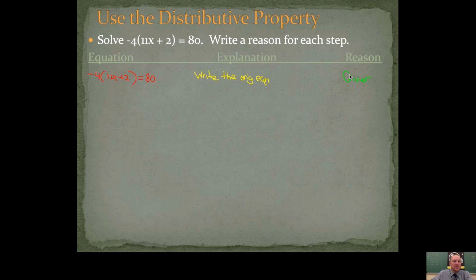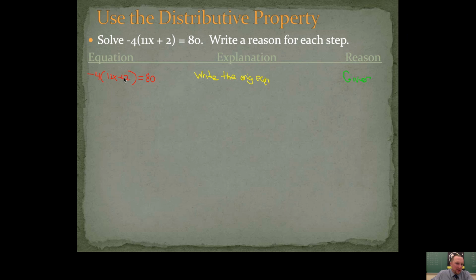Again, the first reason in our proofs for a long time is going to be given. Right now, we're going to show all of our work here. We're going to explain what we're doing in the middle, and we're going to give a reason on the right side. Eventually, this middle column will disappear.